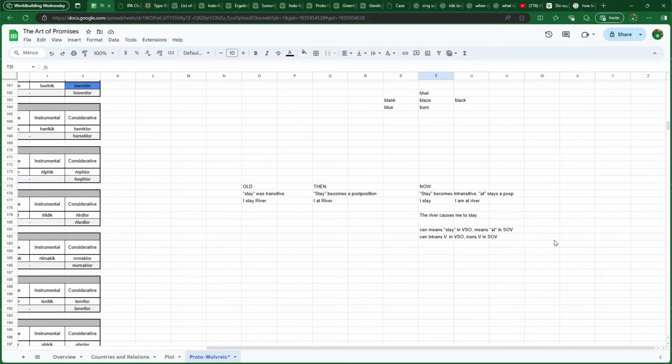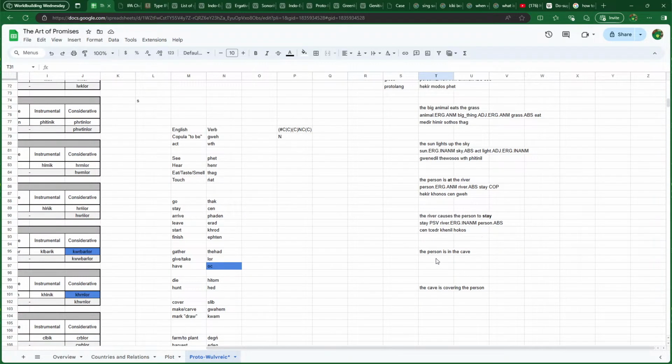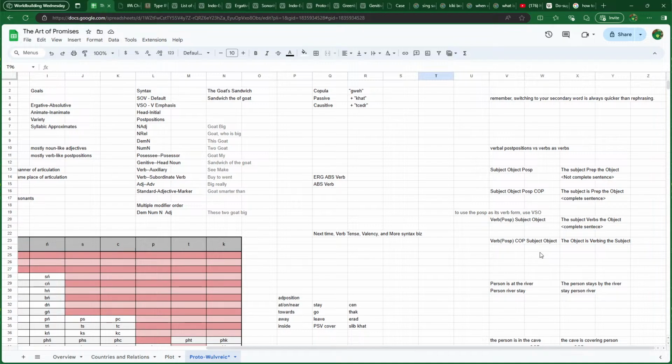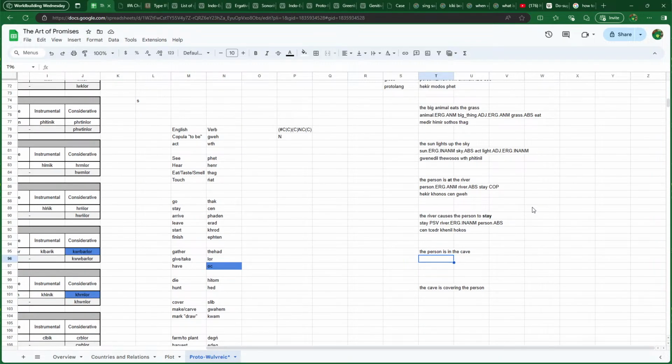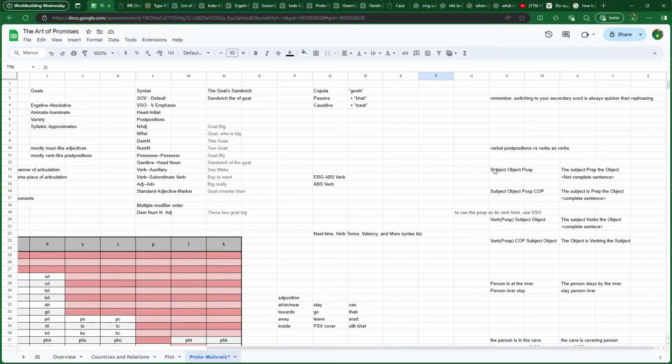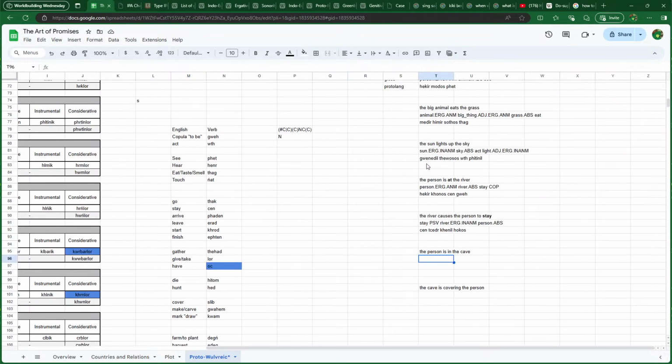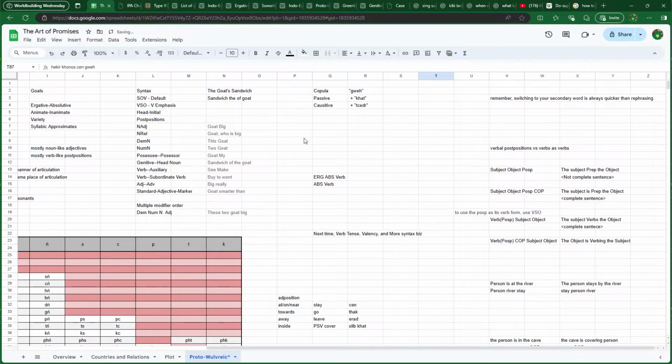Right. Okay. So the person is in the cave. This is SOV form. Just like the person is at the river. So person, ergative, animate, cave, absolutive. And then copula.